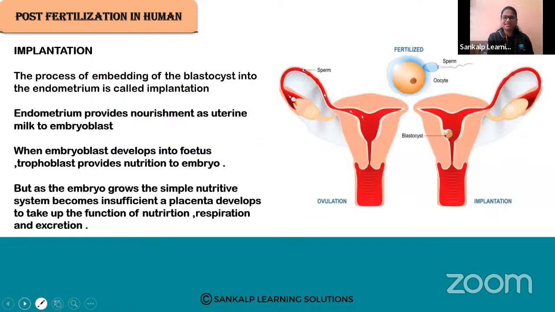See, post fertilization, what is the first stage? Implantation, the process of embedding of the blastocyst. The blastocyst gets fixed to the endometrium. That process is called implantation. What will this endometrium do? Endometrium is the inner layer of the uterus. It provides nourishment to the embryo. It provides nutrients.